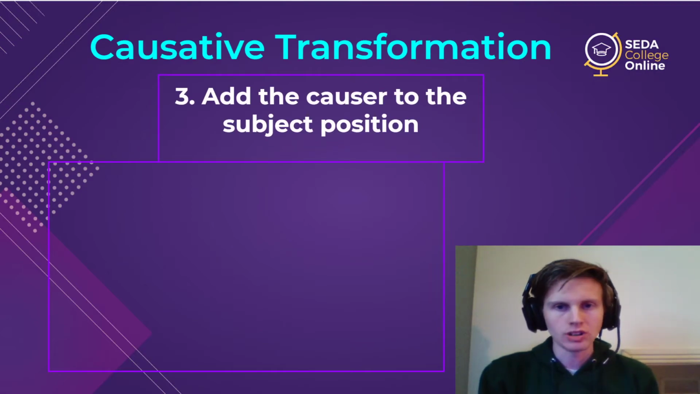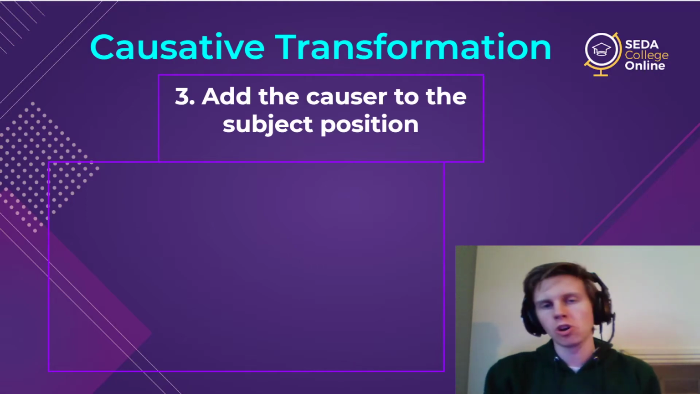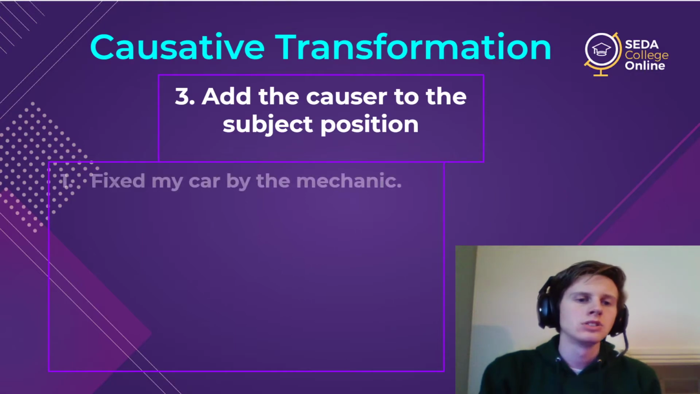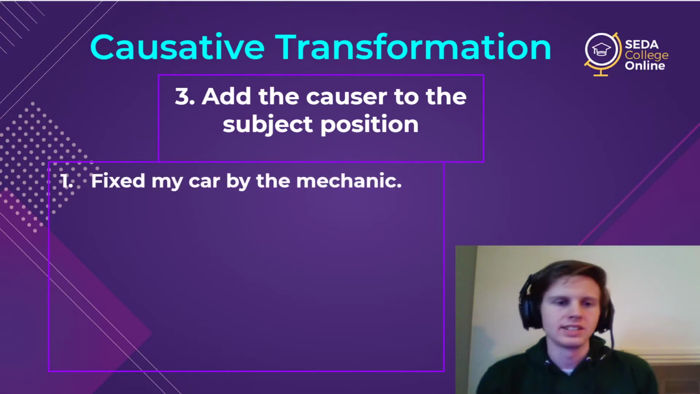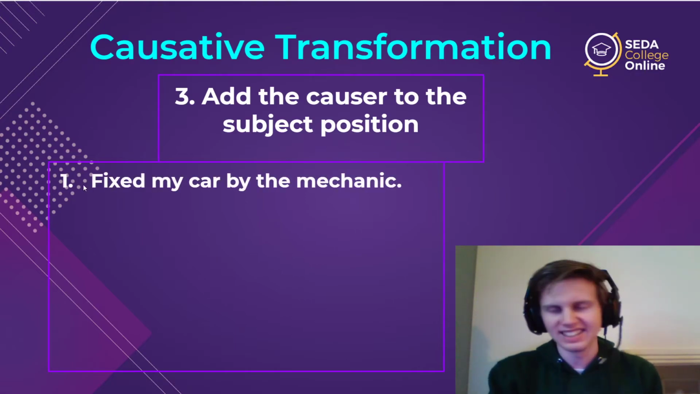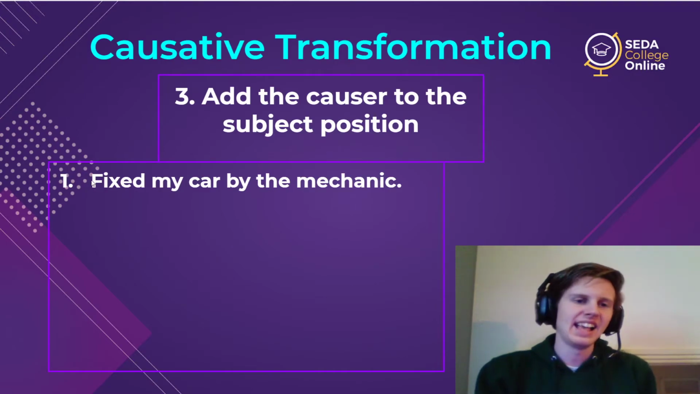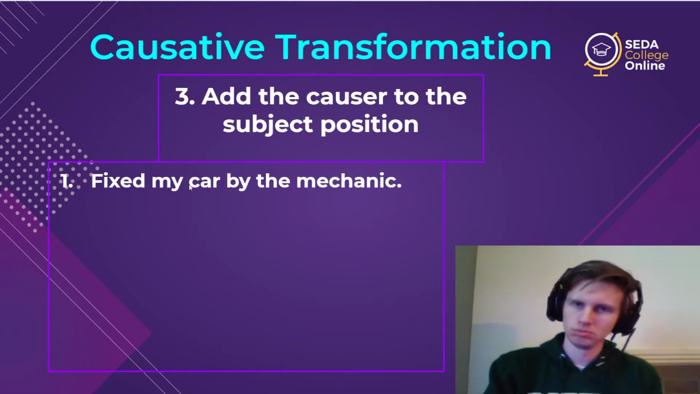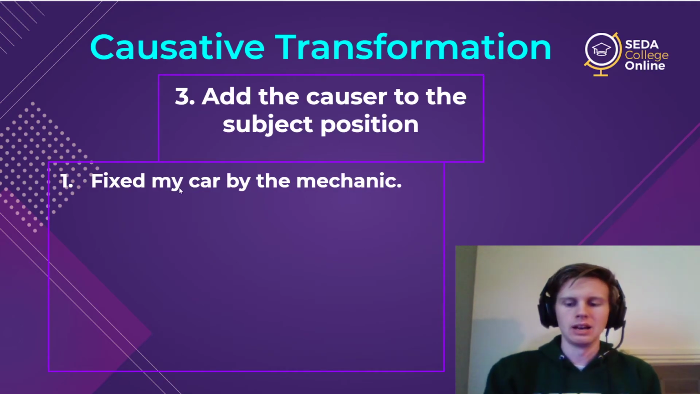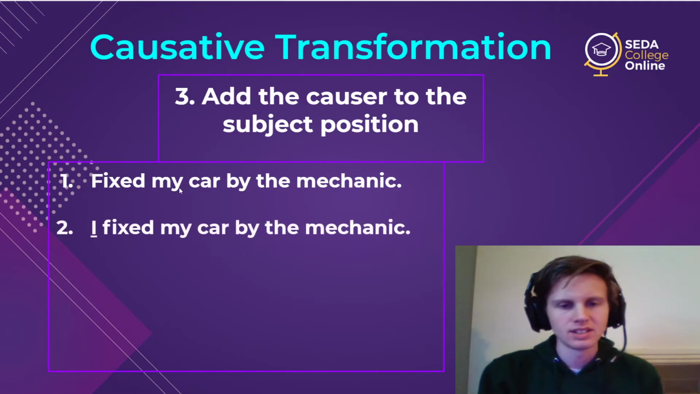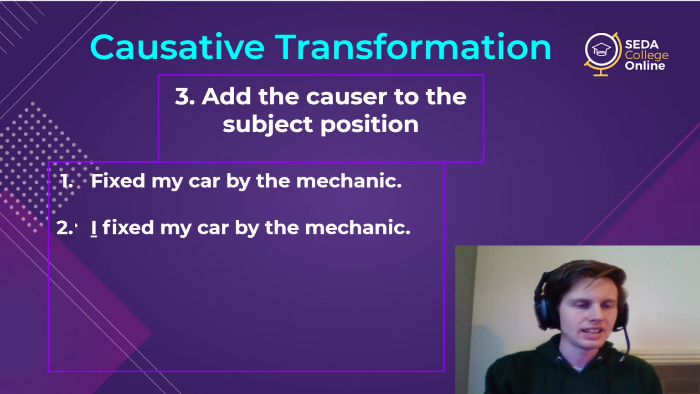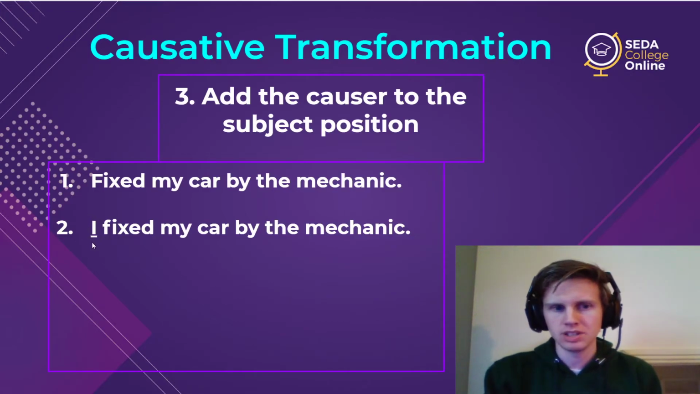Next, I add the causer to the subject position. So now I need to think who or what caused this to happen. So I've got my kind of incorrect sentence here, fixed my car by the mechanic. This is a middle step. It's not complete. And I need to say, okay, who did this? Well, I have my car. Okay, so I know me. But maybe not. So I can add I. I can put I into this subject position here.